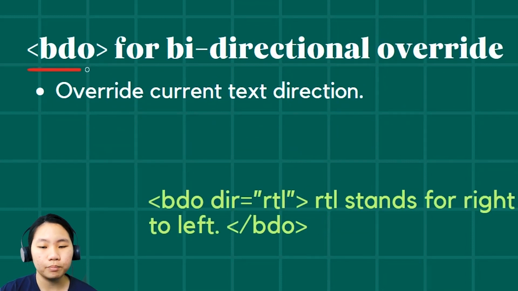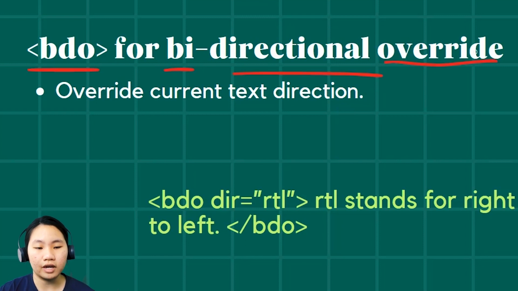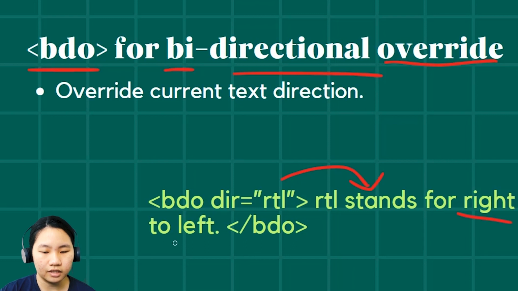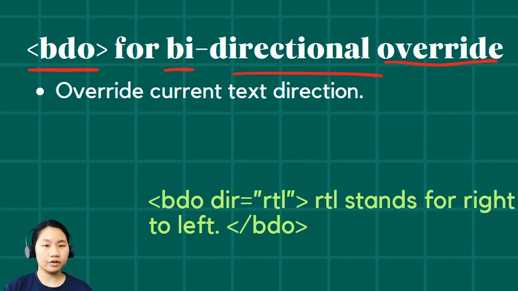Last but not least, BDO. BDO stands for bidirectional override. What does that mean? Maybe you don't want the text from left to right, you want it from right to left. You can use BDO for that, right? And RTL stands for right to left. But if you don't want that, you can go LTR for left to right. All right, that's it for theories. Let's move on to a little bit of practice.